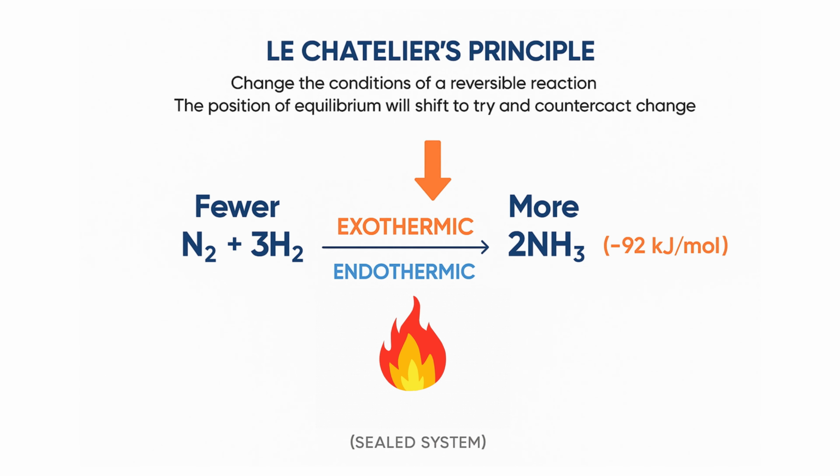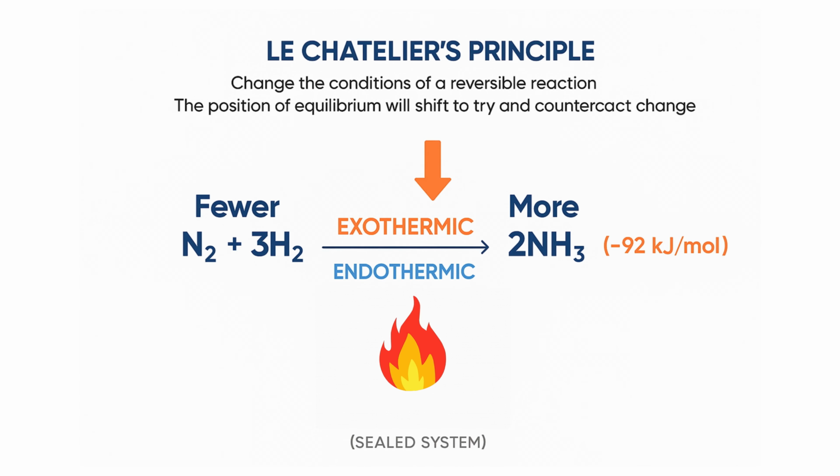Alternatively, if we increase the temperature, the system will try to cool itself down by favoring the endothermic reaction. In this case, that's the backward reaction which absorbs heat. So the equilibrium will shift to the left, leading to more nitrogen and hydrogen and less ammonia.